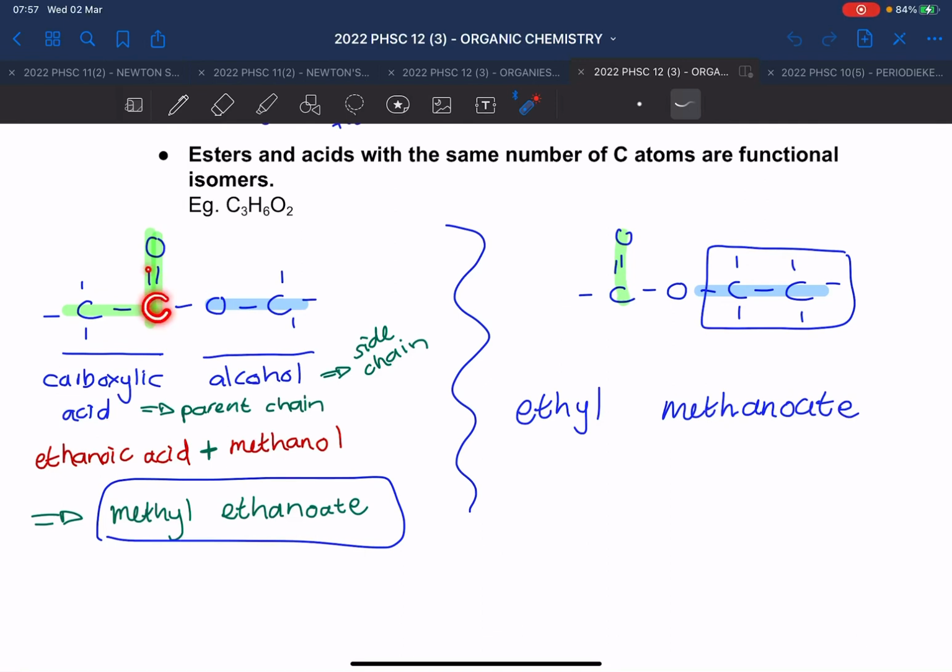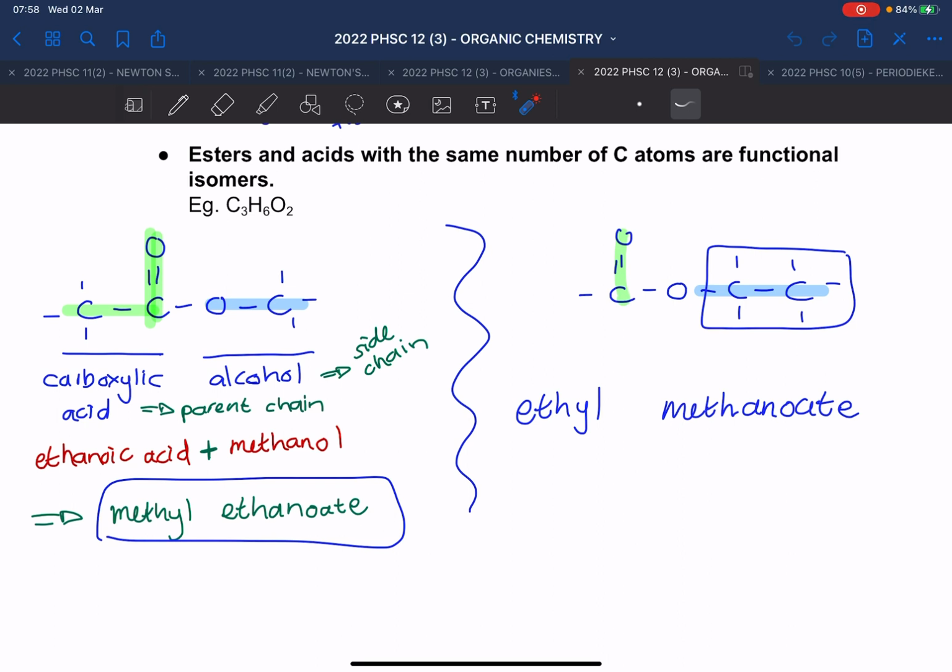An ester must have a carbon, double bond O, and another O, and a carbon. Then you can choose: are you going to add more carbons to the right, or are you going to add more carbons to the left? When I say you choose, it's not always your choice. It depends what structure they want.